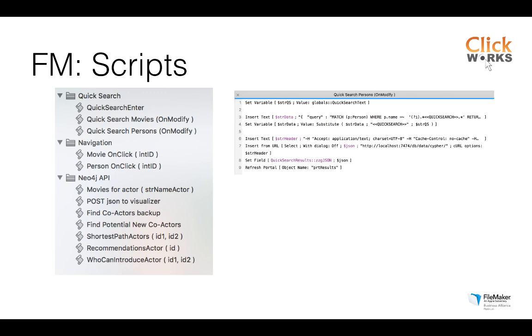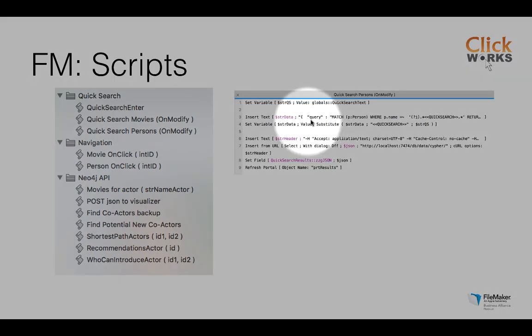Now these scripts are basically always the same. I put some kind of cipher query. For instance, this is the quick search query. I put that in a JSON string, put it in a variable, build a header, attach the data piece to the header and use insert from URL to the API endpoint of my Neo4j database. And then I start parsing out the returning JSON. And in this example, I use calculated fields to parse out JSON. I could as well have used scripts and set fields and so on.